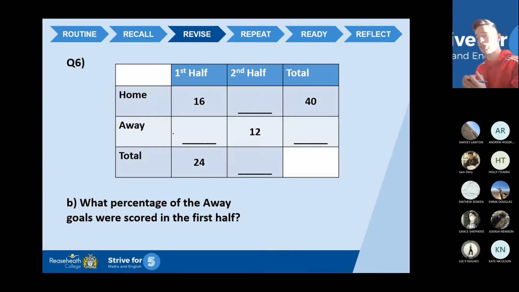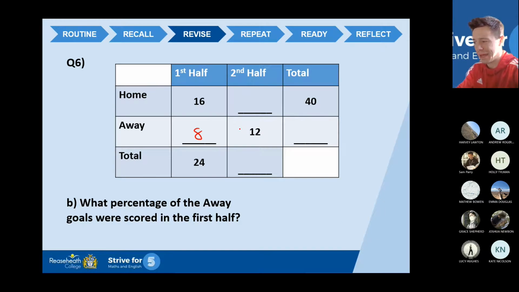Now, this was the bit which we kind of finished on. So, problem solving. Here we go. I know that I've got enough information here to work out those 4 missing numbers, okay? So let's start with the first half. Well, in total, there's 24 first half goals scored. 16 of them were at home. 24, take away 16 is 8. So there's 8 away first half goals.